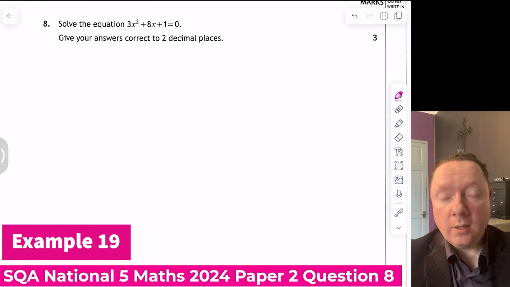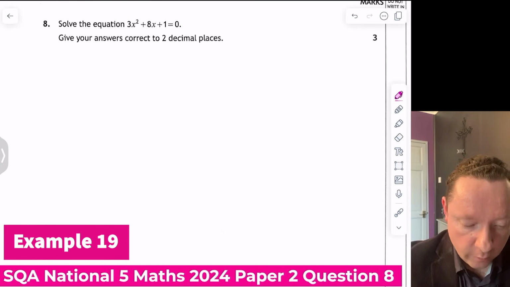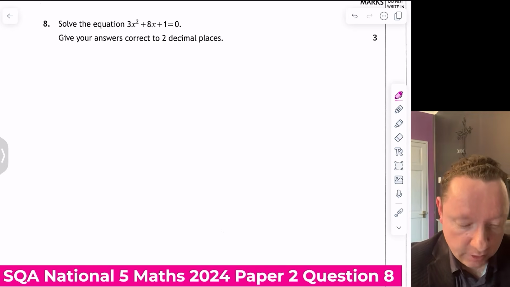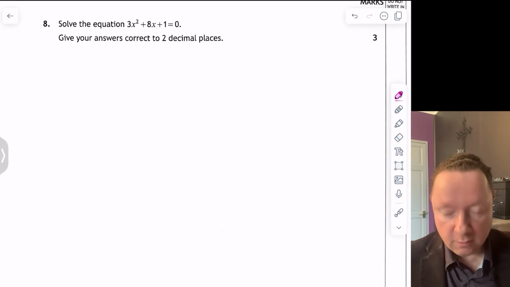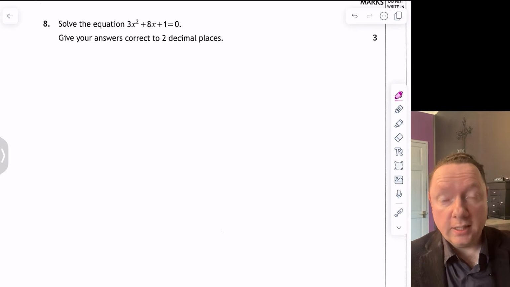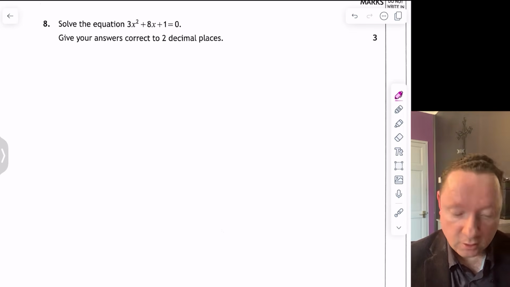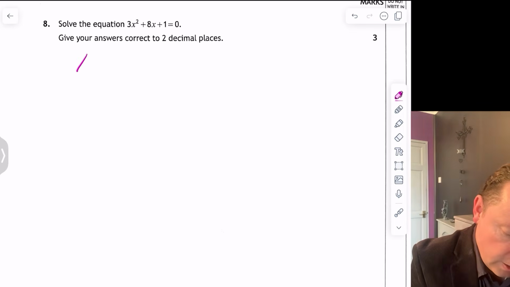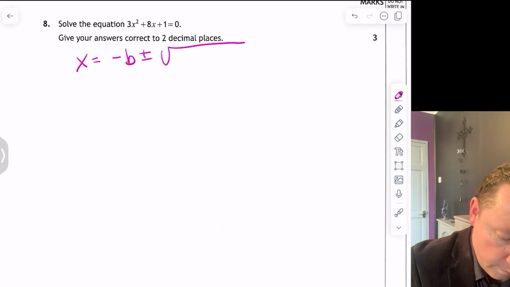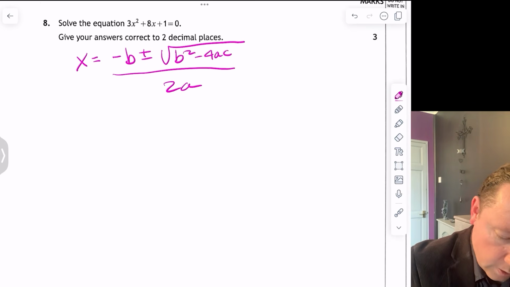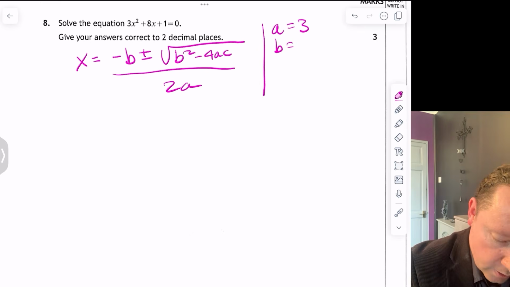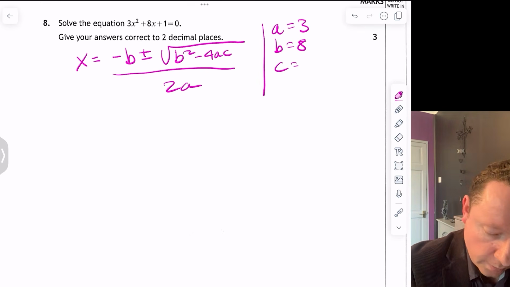Maths 2024 paper 2 question 8. Solve the equation 3x squared plus 8x plus 1 equals 0. Give your answer correct to 2 decimal places. Well, this is a quadratic, so I use the quadratic formula, because it says give your answer to 2 decimal places. So the start of the exam paper says that x equals minus b plus or minus the square root of b squared minus 4ac over 2a. In this case, a is 3 because it's the number in front of x squared, b is 8, the number in front of x, and c is 1.